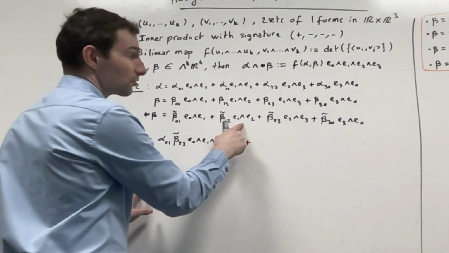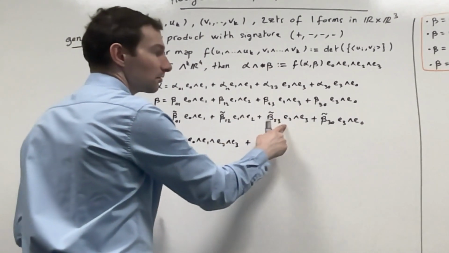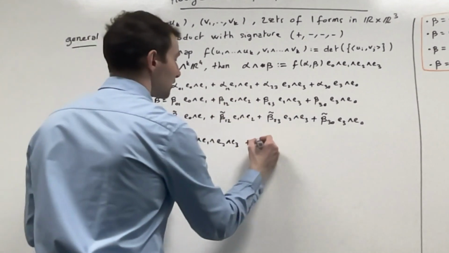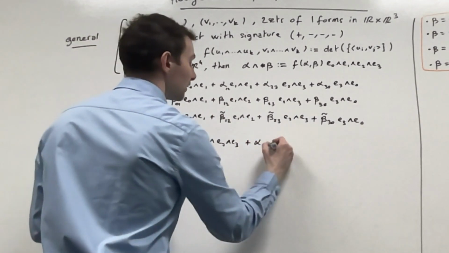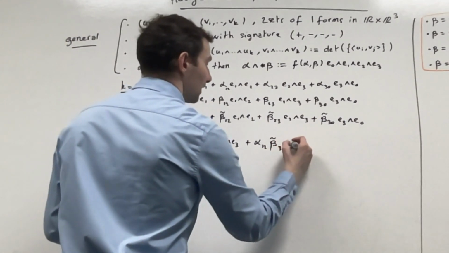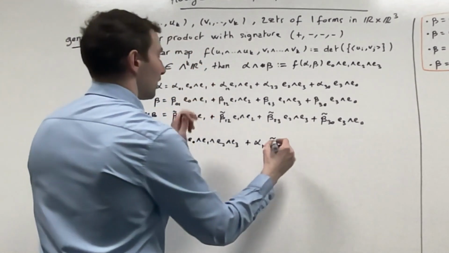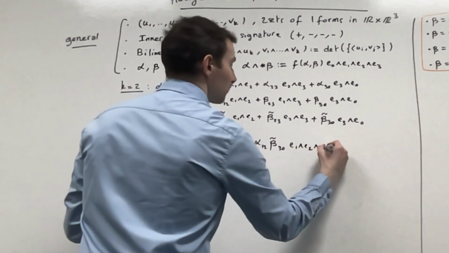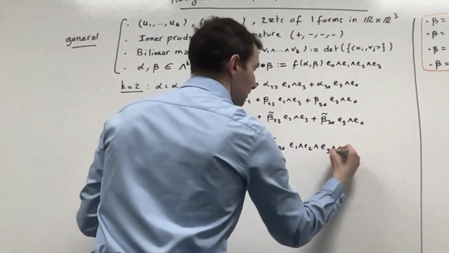Here there is 1 and 2, so that's not okay at all. Here there is 2, not okay. So that's this one that is going to be okay. So that's alpha 1, 2, beta tilde 3, 0. And then that's going to be E1, E2, wedge, E3, E0.